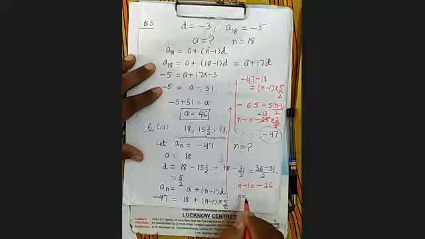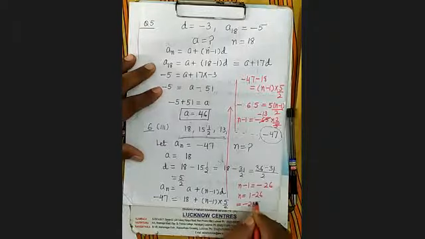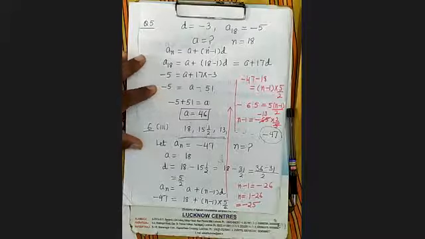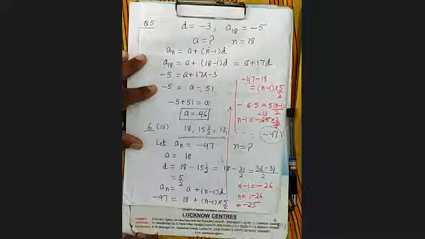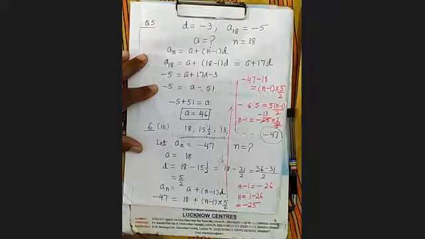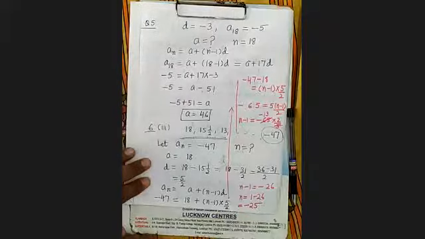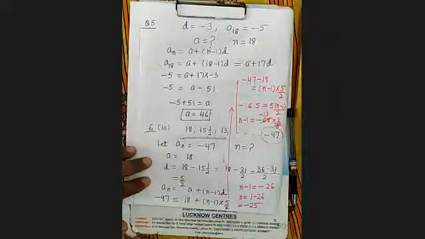So n equals 1 minus 26, that is equal to minus 25. n equals minus 25. This is not correct. Somewhere we have made a mistake. कहाँ किया है? सर वो minus 26 होगा। मिस्टेक कहाँ हुई है?